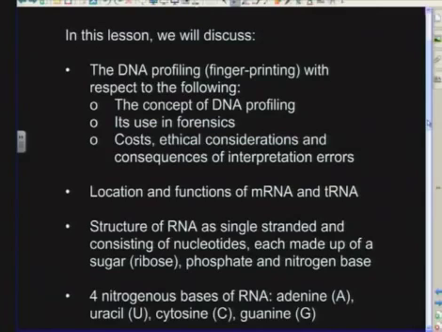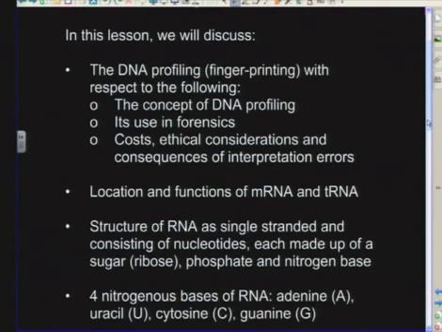First of all, we're going one step backwards, back to DNA, to cover the section on DNA profiling. We want to look at DNA profiling, its use in forensics. What are the costs? What are the ethical considerations we need to think about? And if we make mistakes, what are the consequences of that?